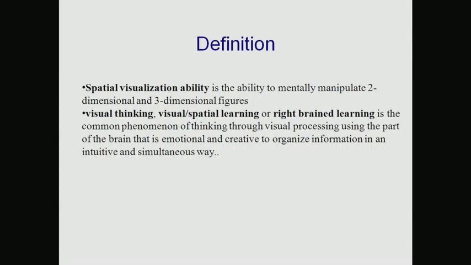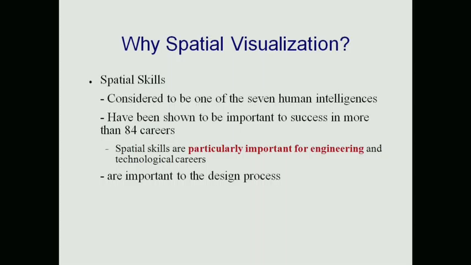Visual thinking is the process of using the part of the brain that is emotional, creative, to organize information in an intuitive way. Why do spatial visualization? It's considered a primary skill that you really need to be successful in science and engineering.